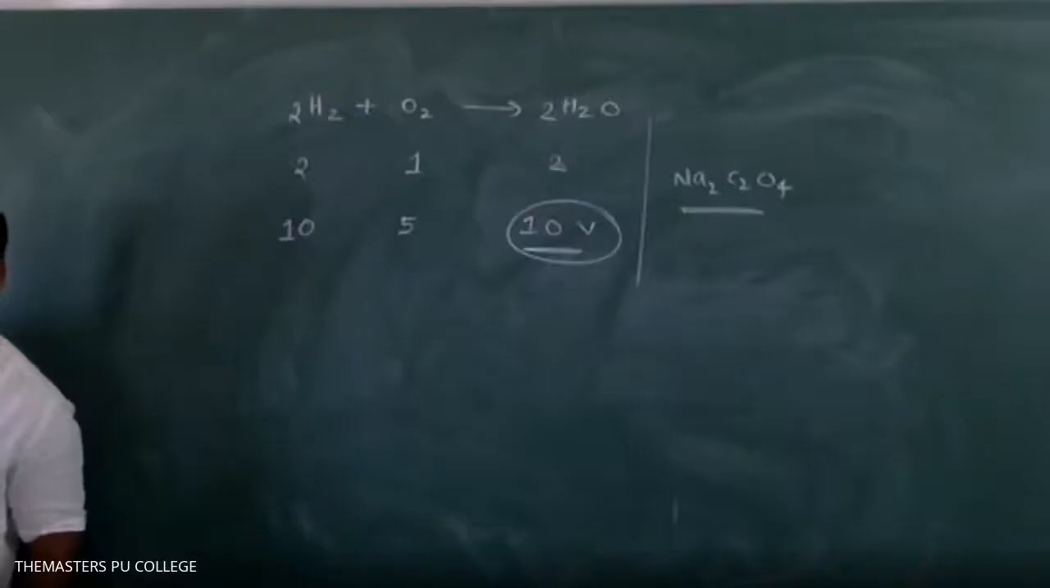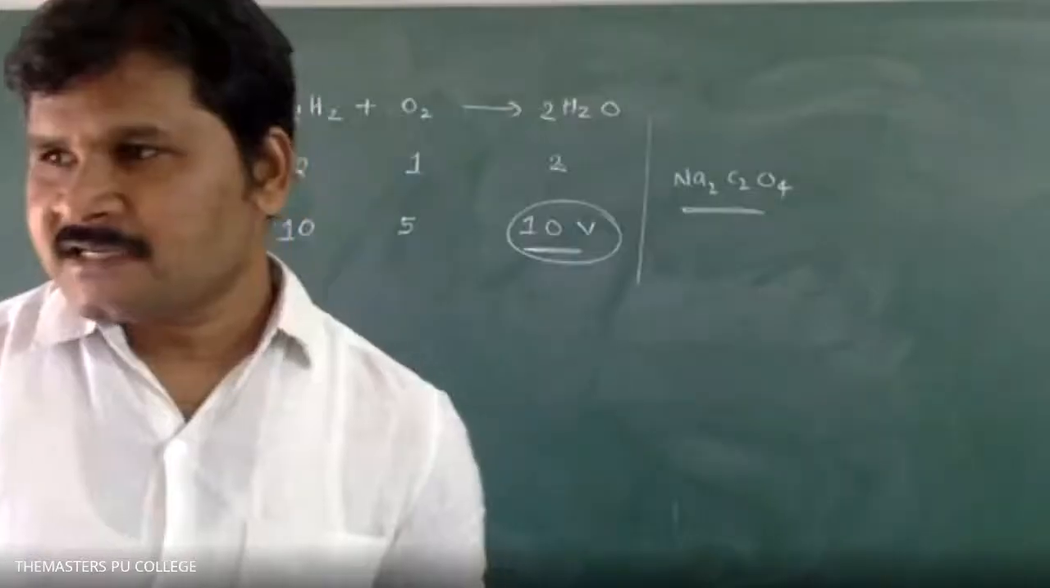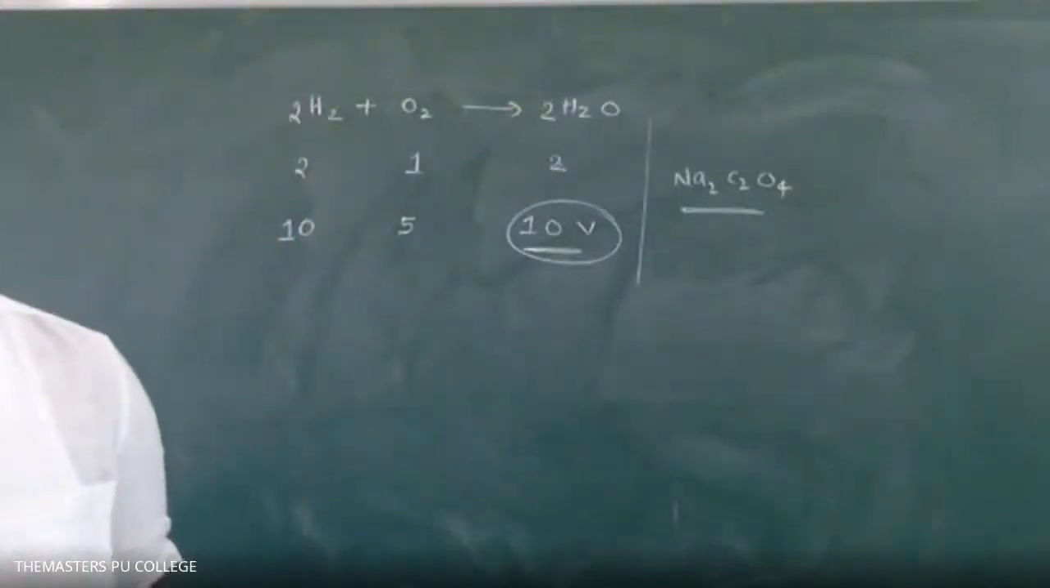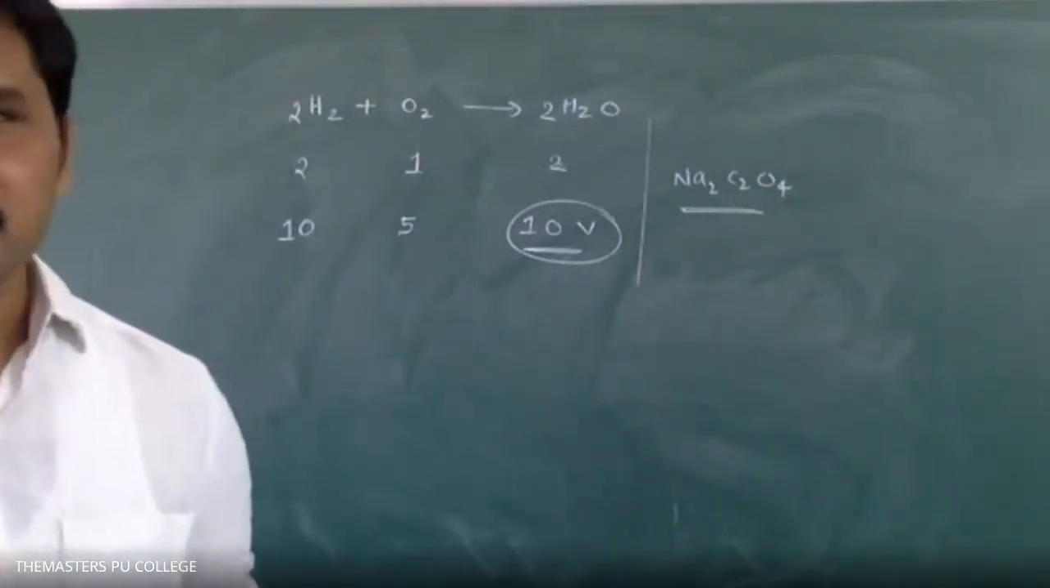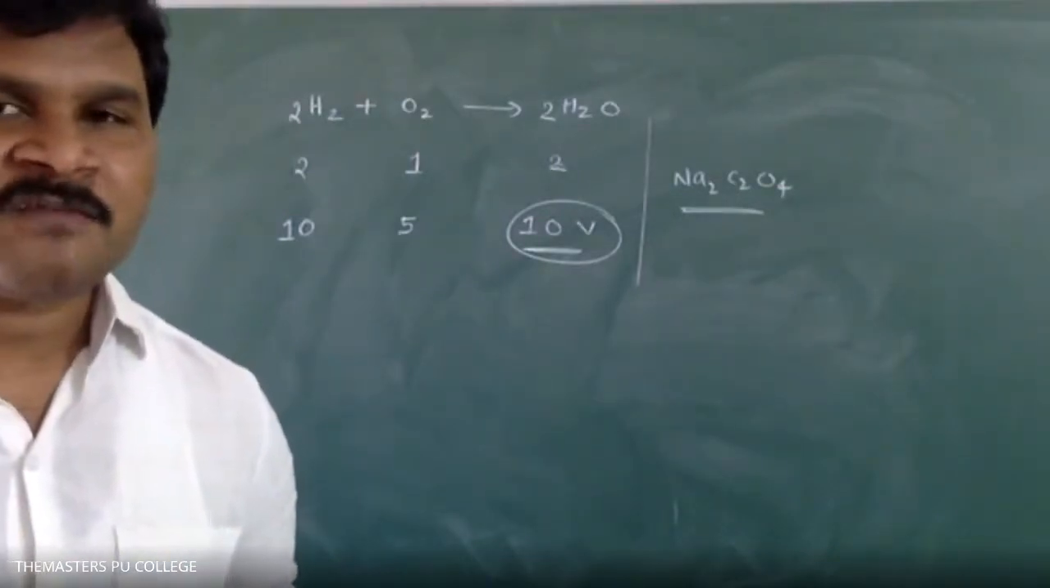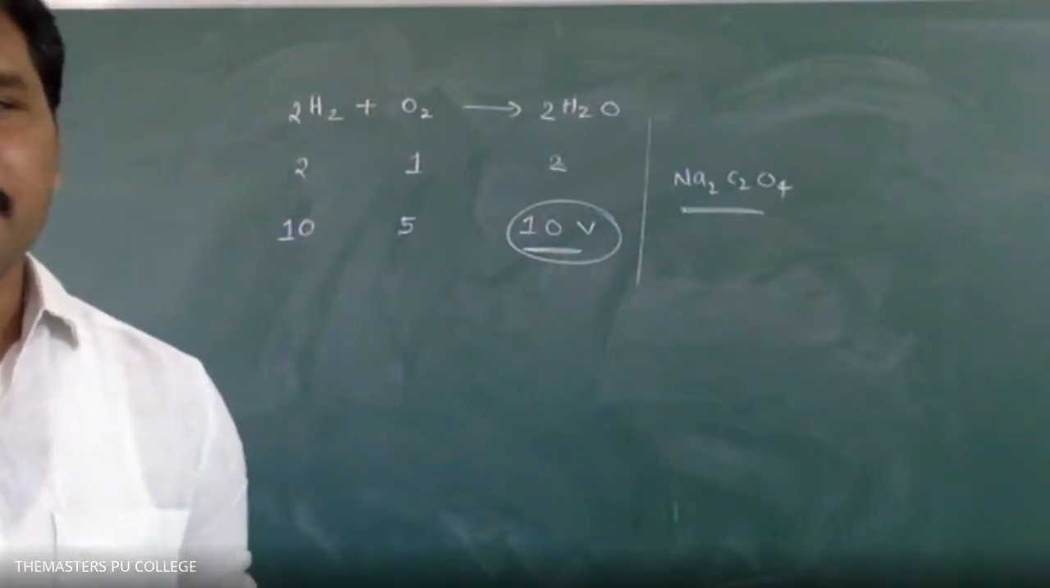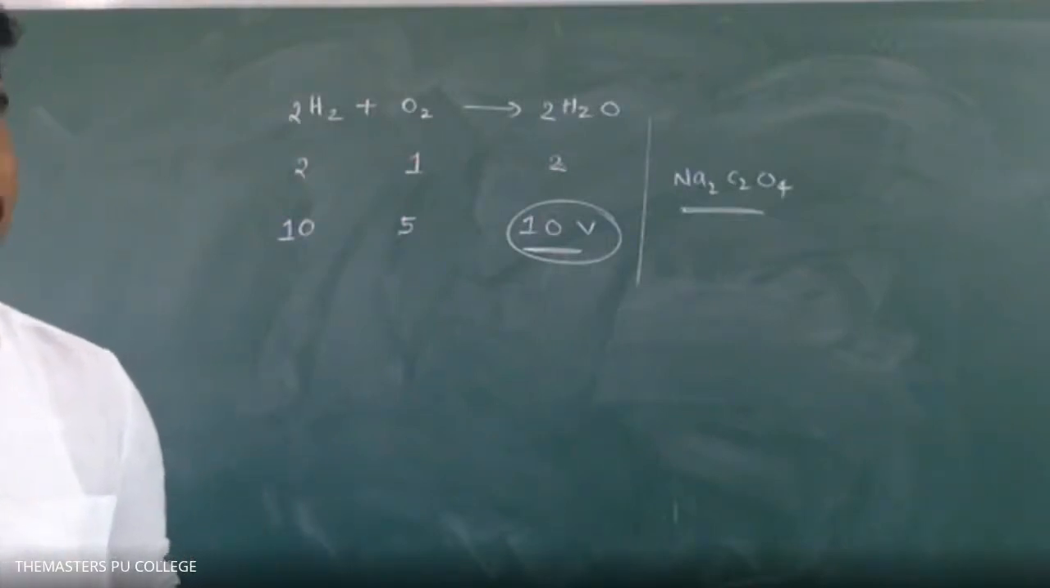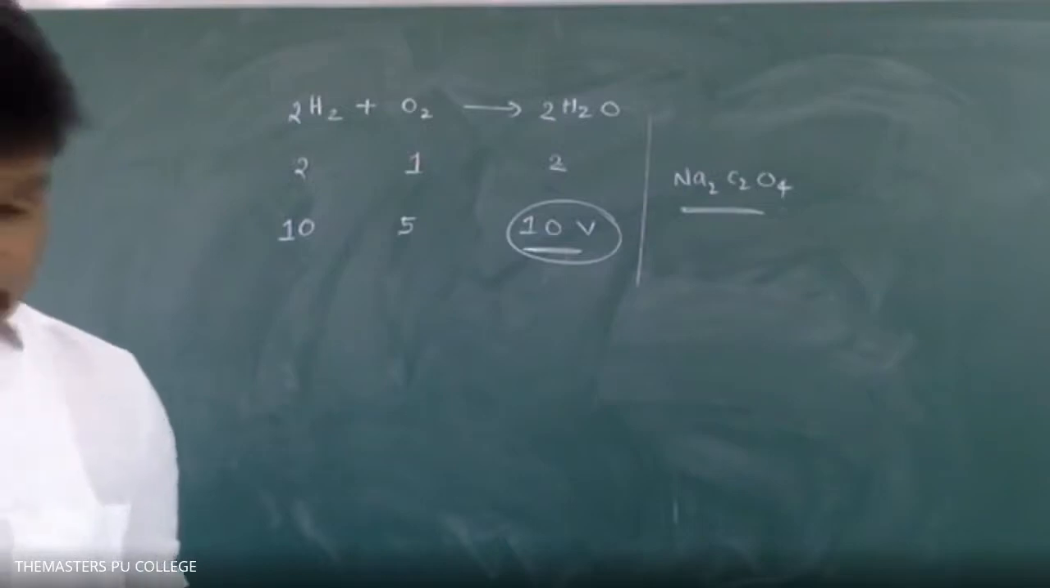Sir, 0.047. Is that the answer? Yes, sir. 0.0476, sir. 0.047, okay. Sodium oxalate, how much molecular weight? 134.